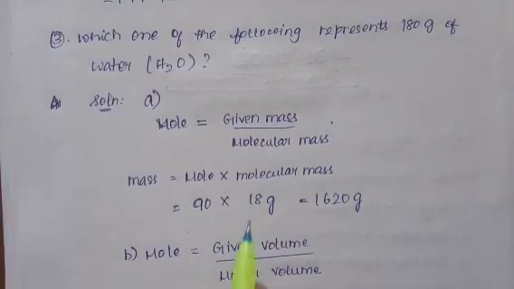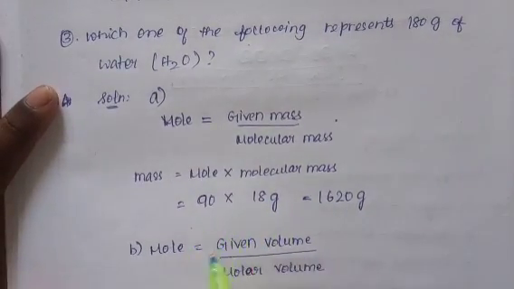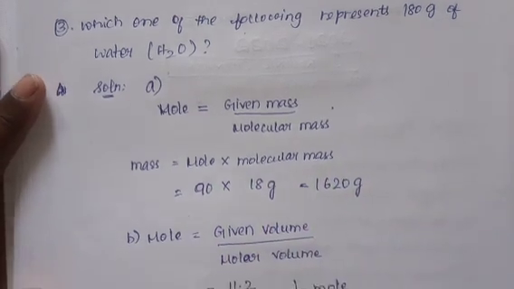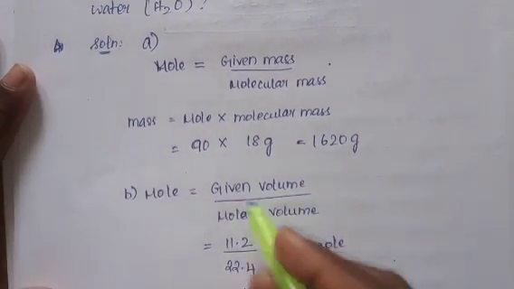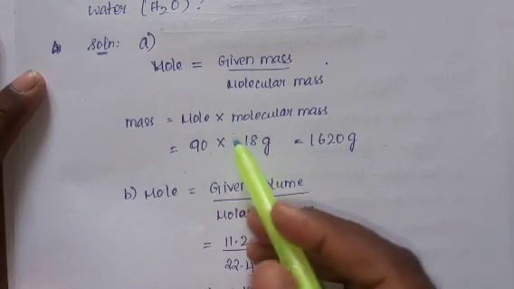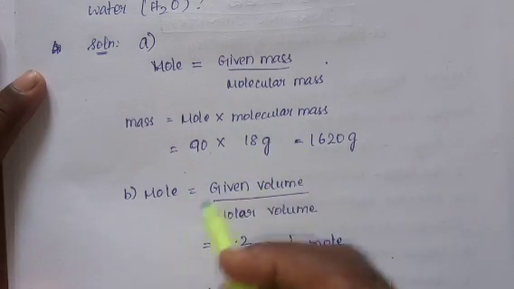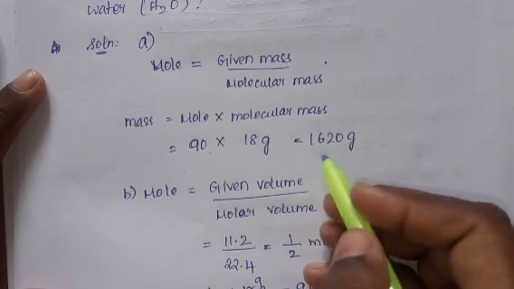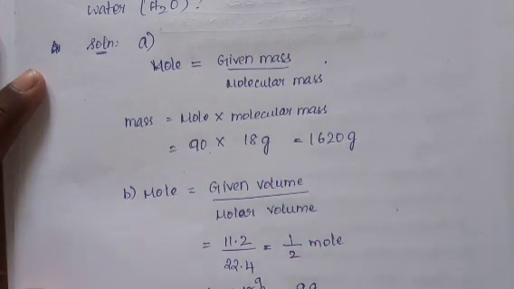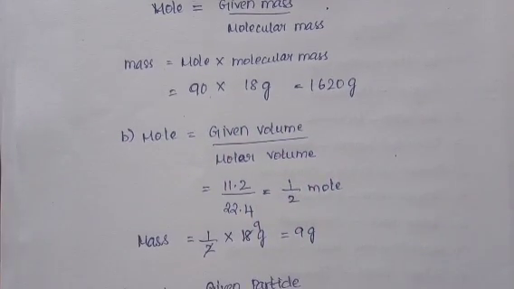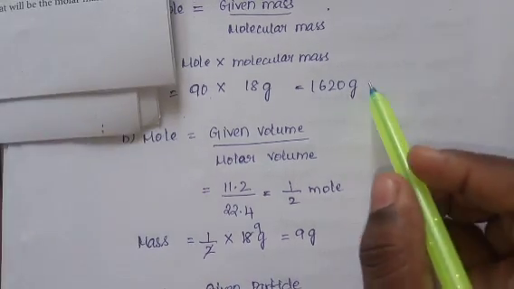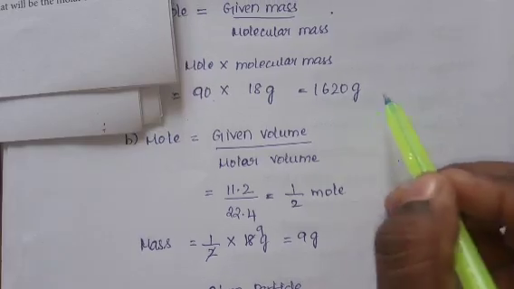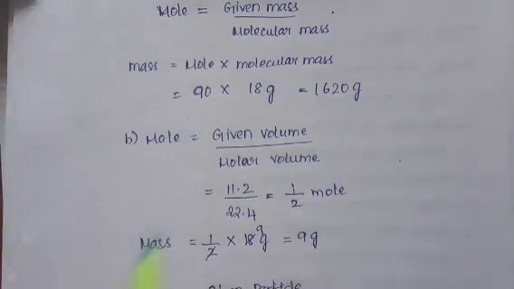So first we have to use the formula mole into molecular mass. They have given 90 moles, so 90 into the molecular mass of water, 18, is equal to 1620 gram. This is not equal to 180 gram of water. It is 1620 gram, so it is not equal to 180 gram. So this is not the answer.